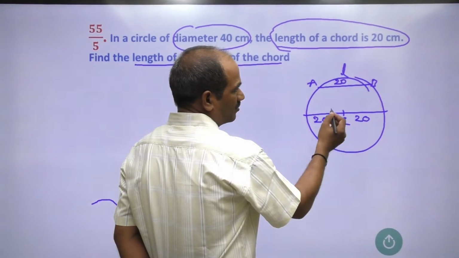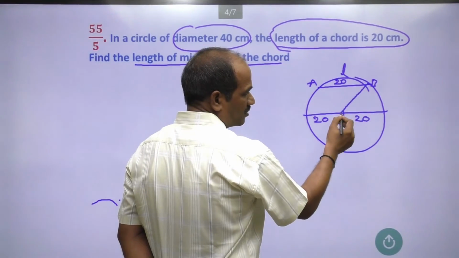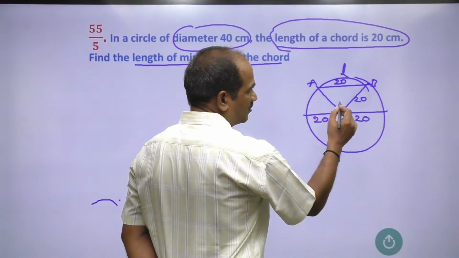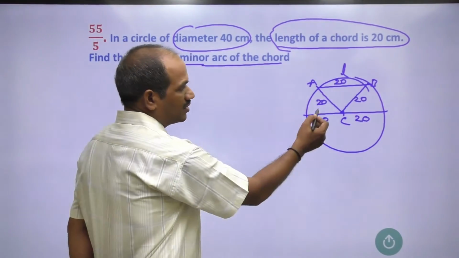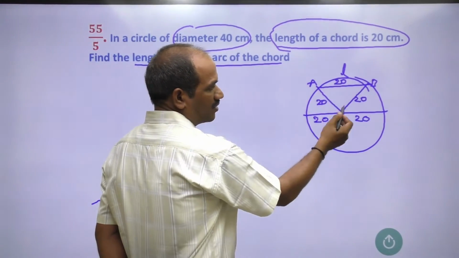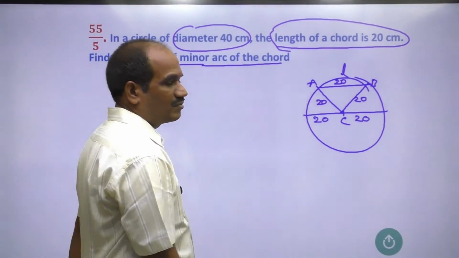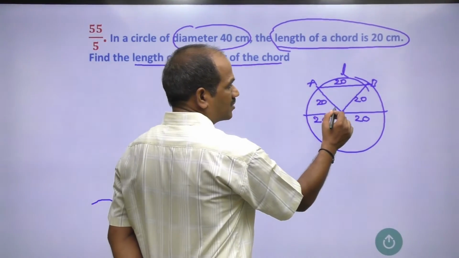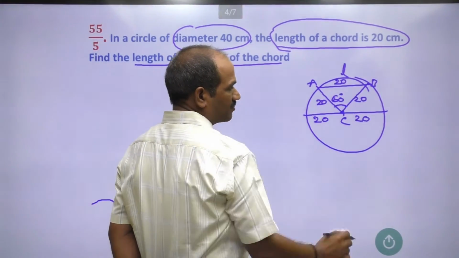So this is the center. This is the radius, this is also a radius, and this is also a radius. So this is also 20. This is also radius 20. Here the lengths of the three sides are equal, so this triangle forms an equilateral triangle. So this angle is 60 degrees.